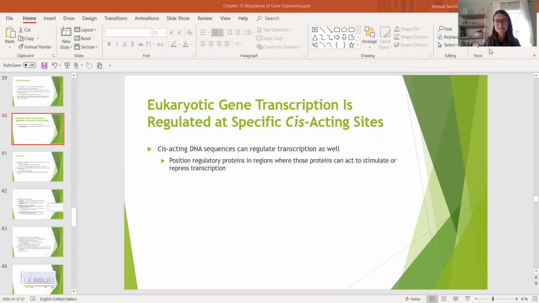Now, these cis-acting elements don't actually do anything by themselves. They're just regulatory sequences that other trans-acting elements, so things that are not DNA, like proteins, so transcription factors, will come in and bind to these specific regulatory sites in order to actually put on and pass on the various regulatory mechanisms. So cis-acting DNA sequences can regulate transcription as well, but again, not by themselves. They have to have these regulatory proteins in regions where these proteins can act to stimulate or repress transcription.